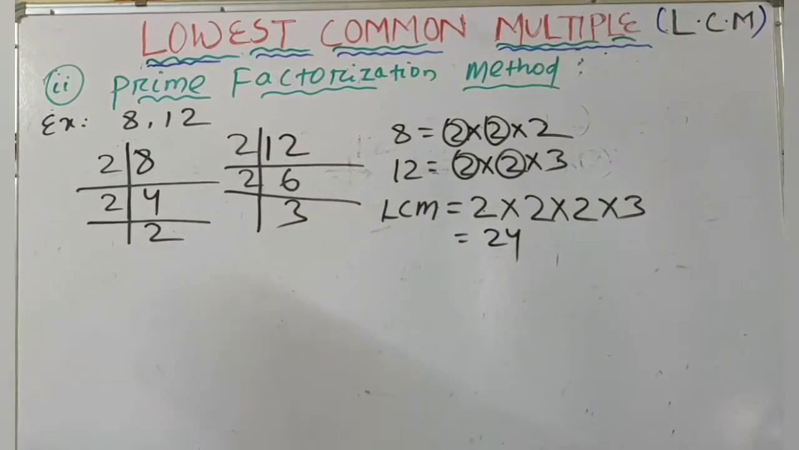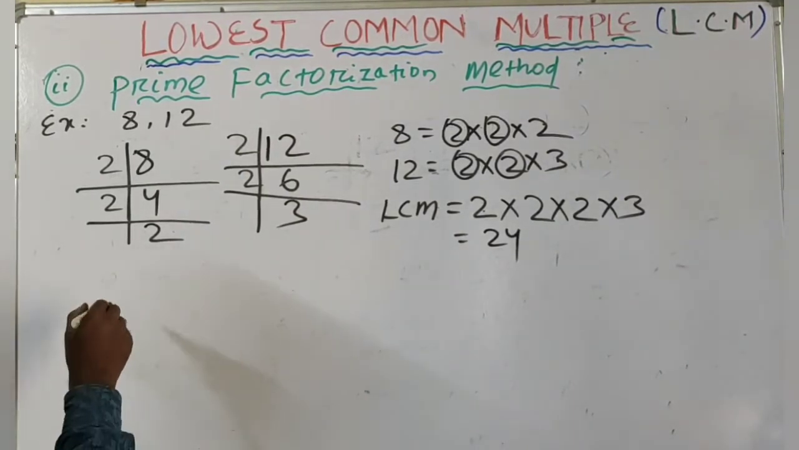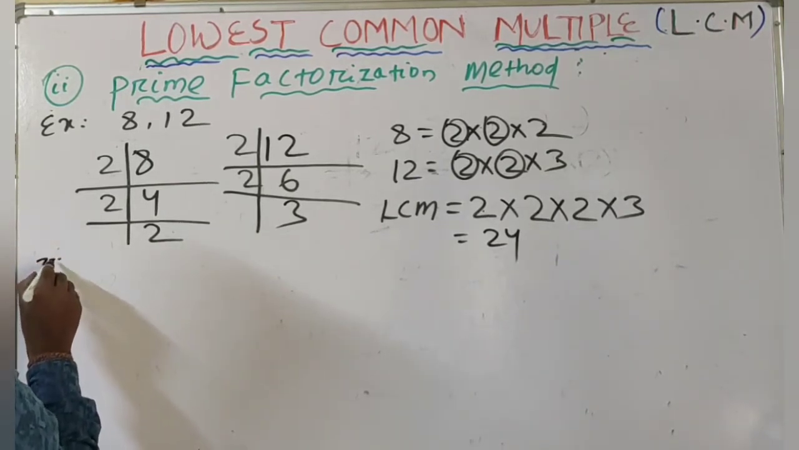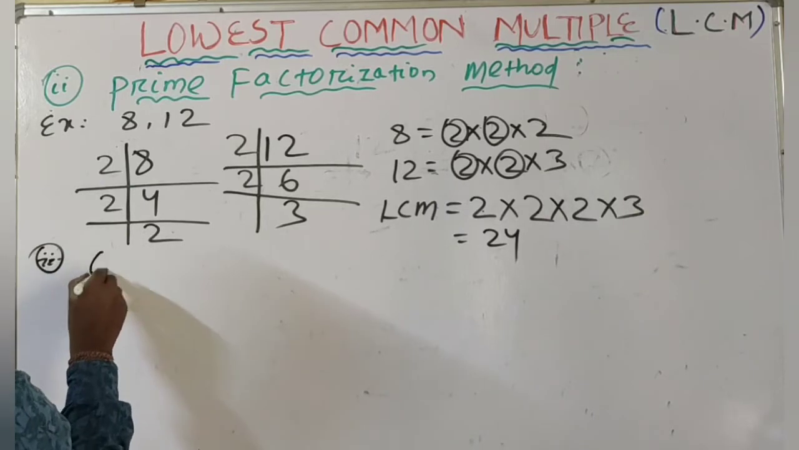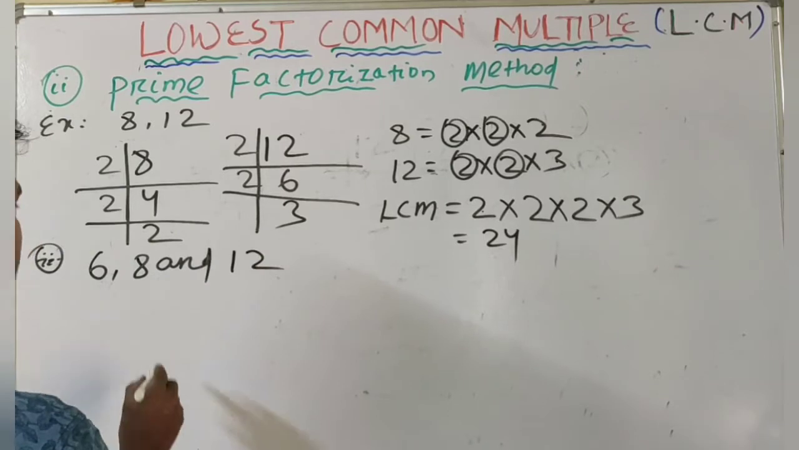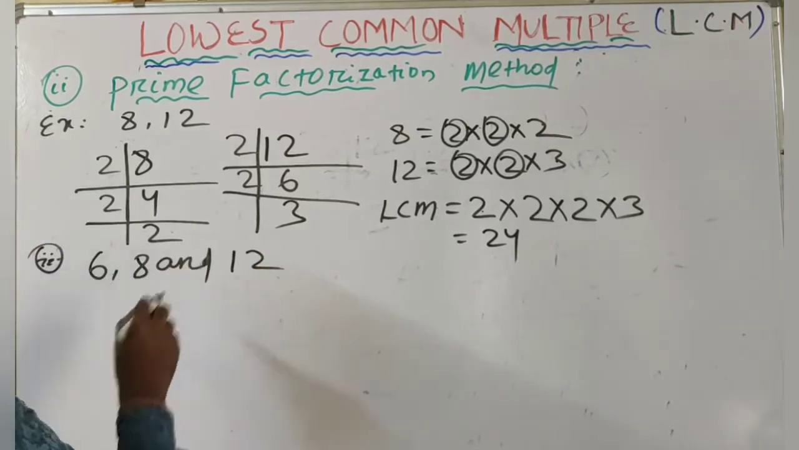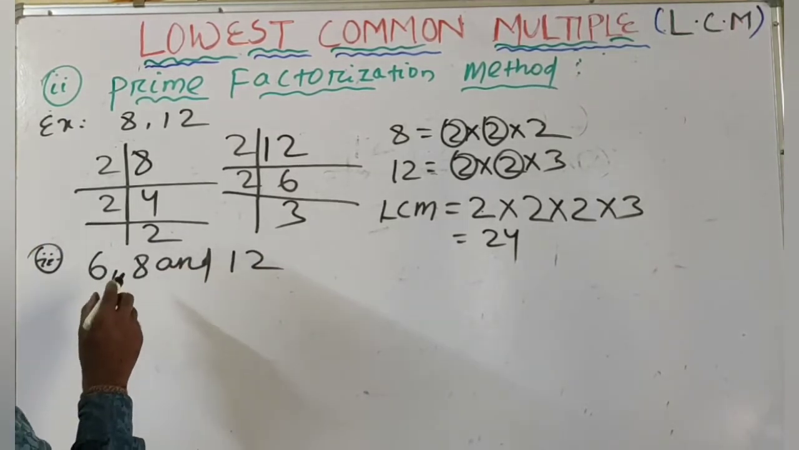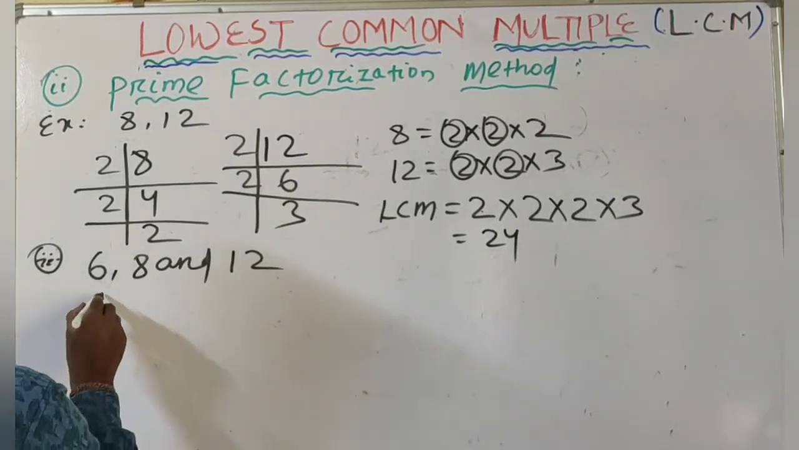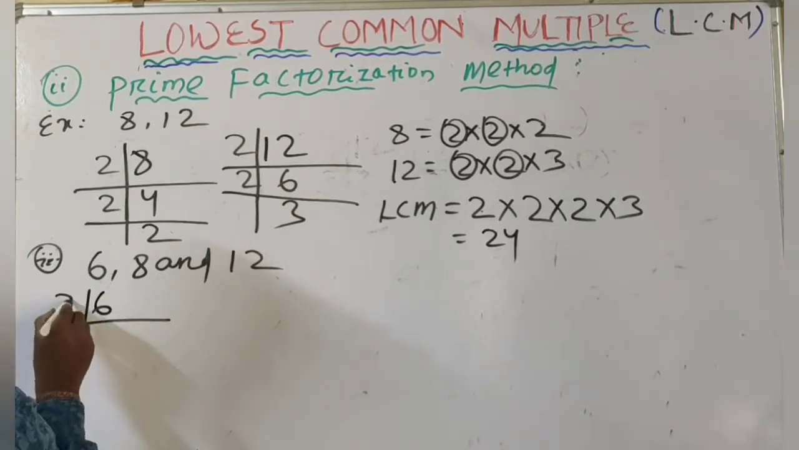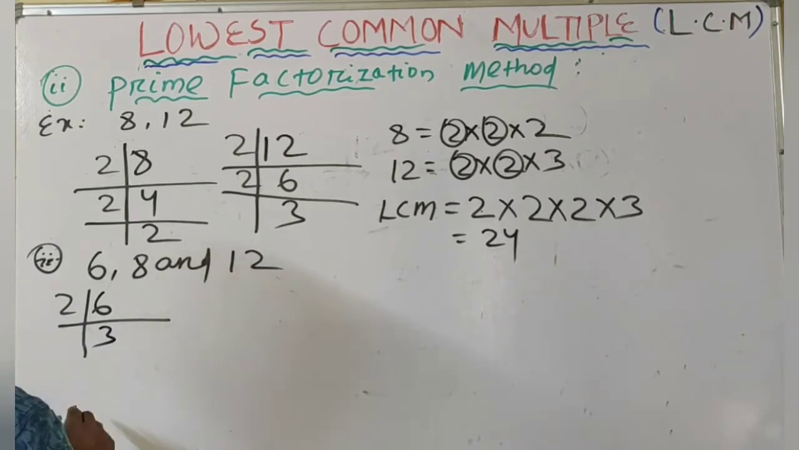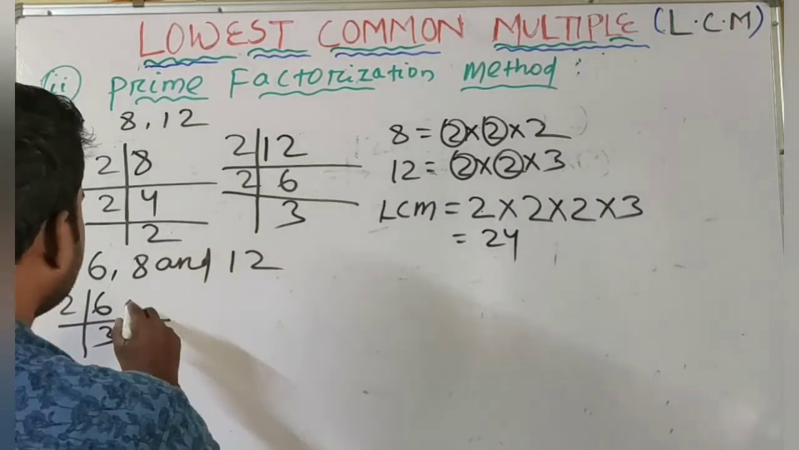Then we'll learn how to find the LCM of three numbers by using the prime factorization method. So 6, 8 and 12, we have to find the LCM of 6, 8 and 12. So first we have to find the prime factors of 6, 8 and 12. So 6 divided by 2 will get 3.